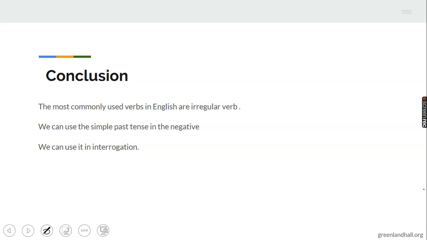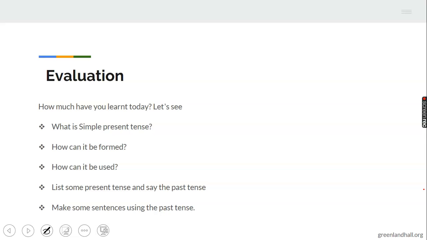Then, in conclusion, the most commonly used verbs in English are the irregular verbs. That's the common one. Then, we can use the simple past tense in the negative. We can also use it for interrogation. Now, I want to ask some questions. I'm very sure you have been coming along with me, listening and paying attention to the class, and I'm sure you have gotten one or two things from what I have taught you. So how much have we learned today?